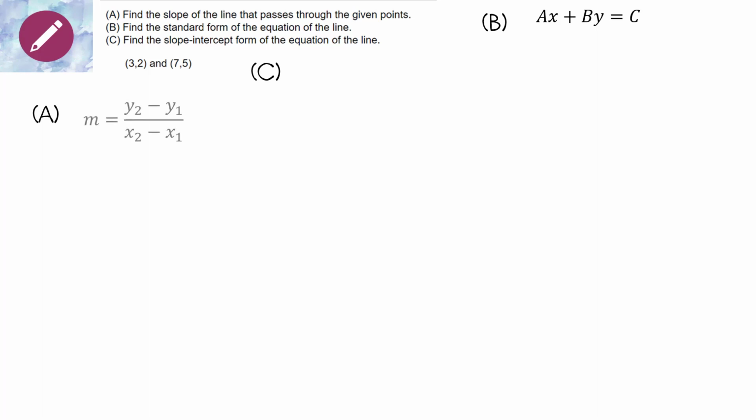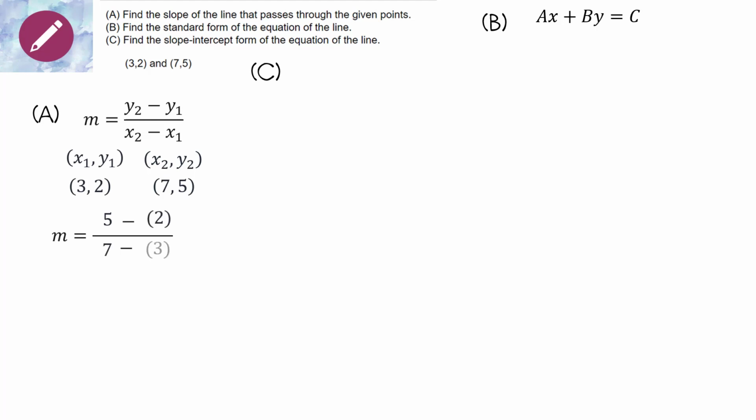The first thing we're going to do is figure out the slope. Our two ordered pairs are 3, 2, and 7, 5. As you see, I like to write x1, y1, and x2, y2 over the ordered pairs. I'm going to take y sub 2 minus y sub 1 over x sub 2 minus x sub 1. 5 minus 2 is 3, and 7 minus 3 is 4. So that gives us a slope of 3/4. We just did A, our slope is 3/4.